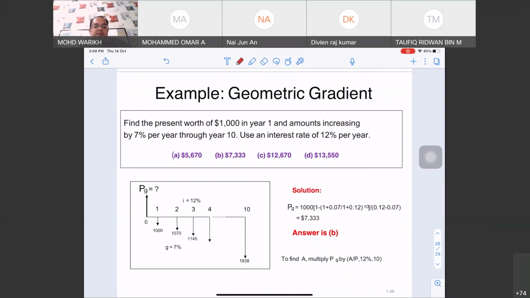Find the present worth of 1,000 ringgit in year 1 and amount increasing by 7% per year through year 10. So we know that is a geometric gradient. Use an interest rate of 12% per year. Sorry, small g.